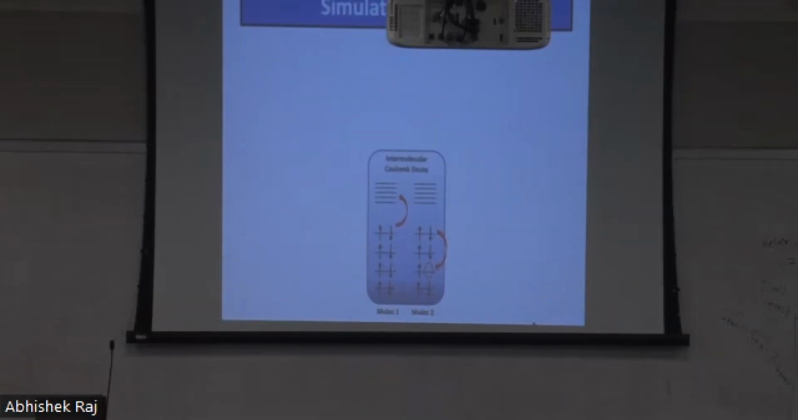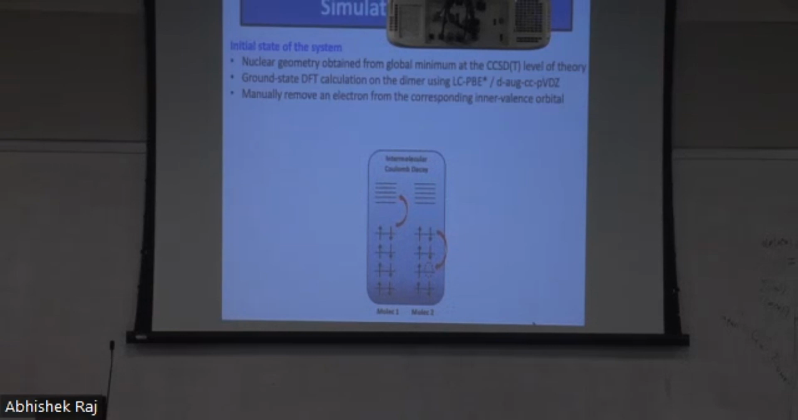To summarize the simulation protocol, our goal is to capture, for example, the intermolecular Coulombic decay process. First, the initial state of the system. Here we're looking at dimers, so we obtain our nuclear geometry from a global minimum at a high level of theory, CCSD(T), and then we fix our nuclei, so again, no nuclear motion. We then run a ground state DFT calculation on the dimer using LC-PBE star, star because we're tuning the range separated parameter.